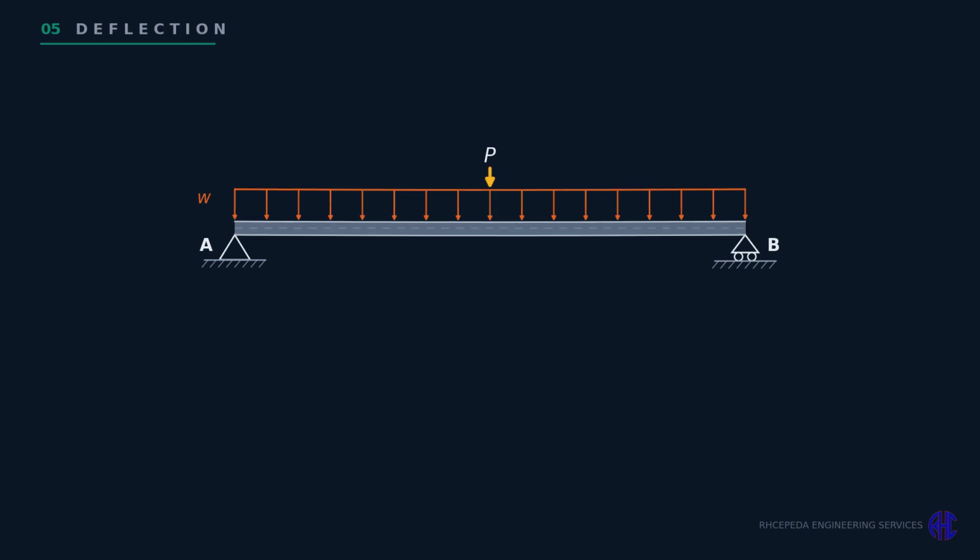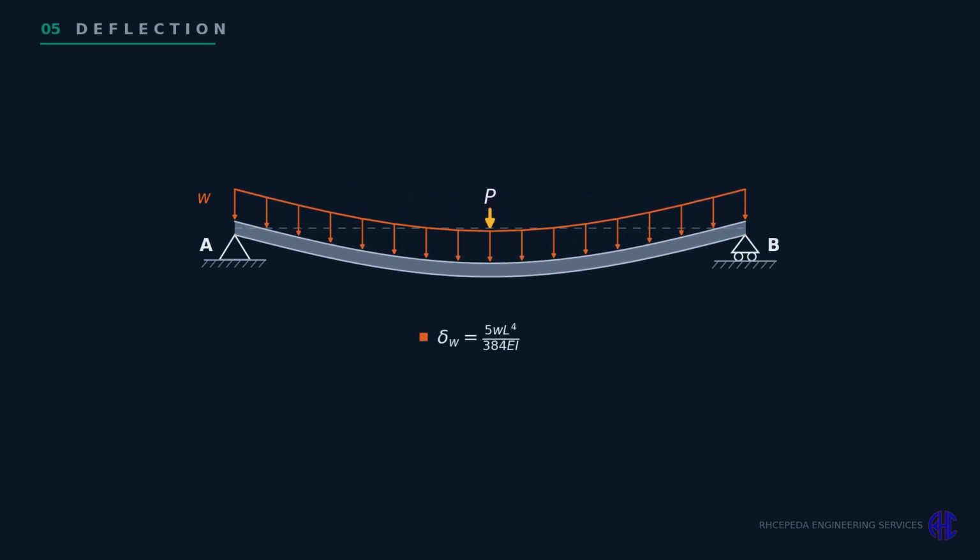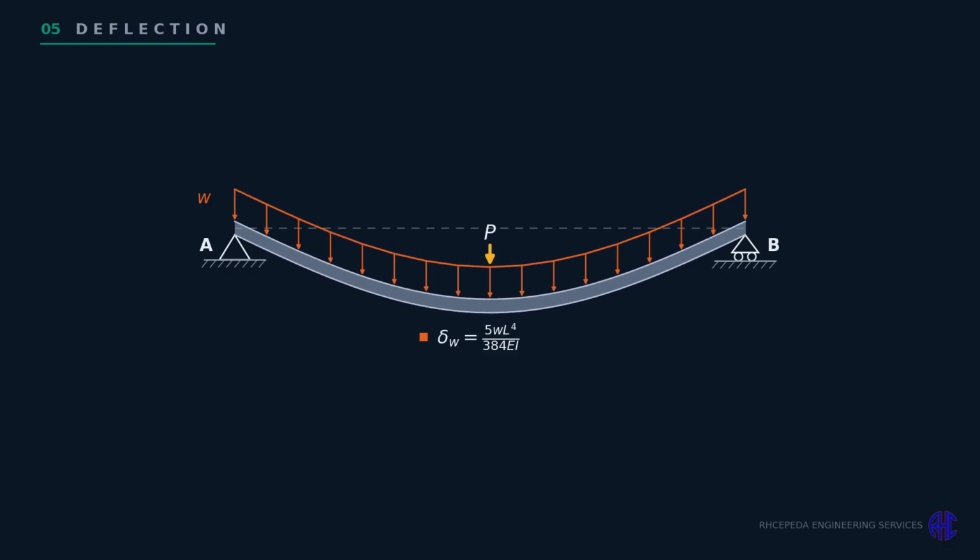The deflections add too. 5 WL to the 4th over 384 EI, from the distributed load, plus PL cubed over 48 EI, from the point load, both at midspan. One beam, two load cases, one clean sum.